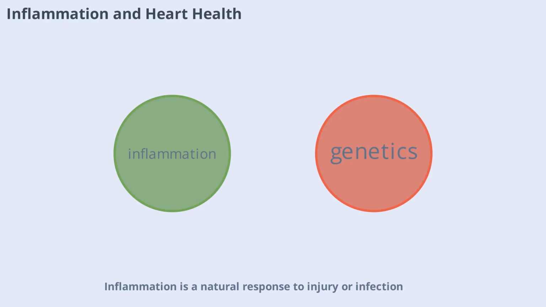Inflammation is a natural response to injury or infection, but chronic inflammation can damage blood vessels and promote plaque buildup. Conditions like obesity, diabetes, and autoimmune diseases increase inflammation, raising cardiovascular risk. Anti-inflammatory strategies, including healthy eating and stress reduction, support heart health. Understanding inflammation's role helps us target prevention and treatment more effectively.